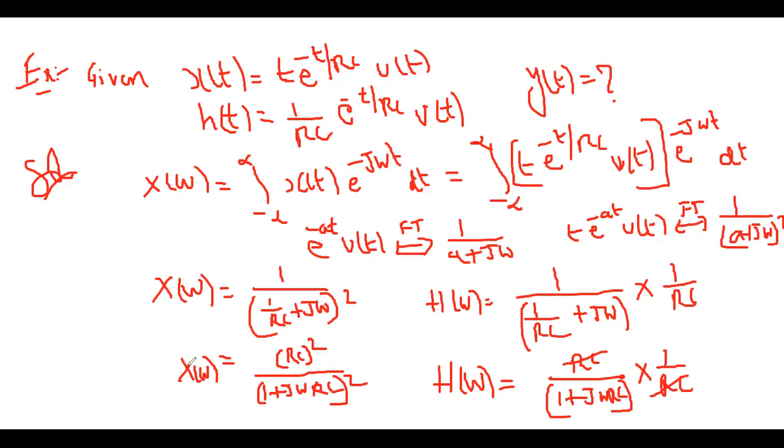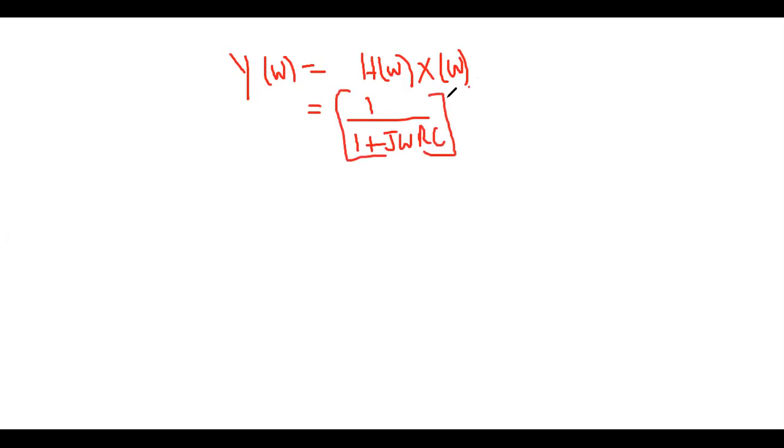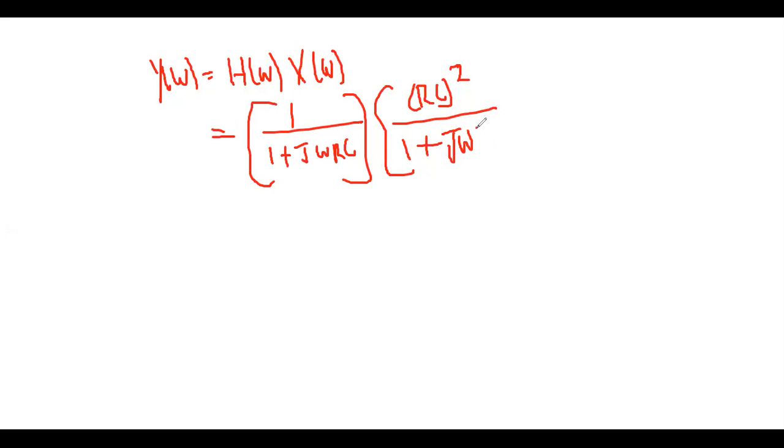Now to find Y(omega) is equal to H(omega) into X(omega), according to the frequency response or the system transfer function. H(omega) is 1/(1 + j omega RC), and X(omega) is RC squared whole divided by (1 + j omega RC) whole squared.